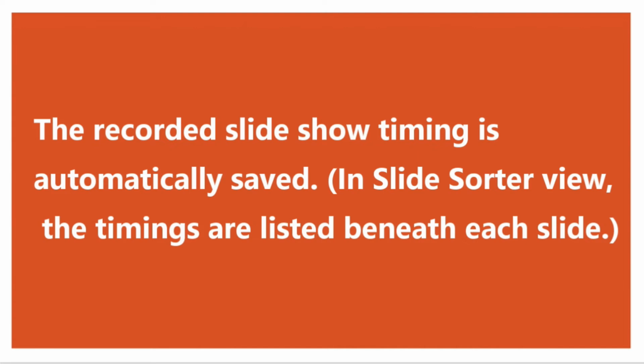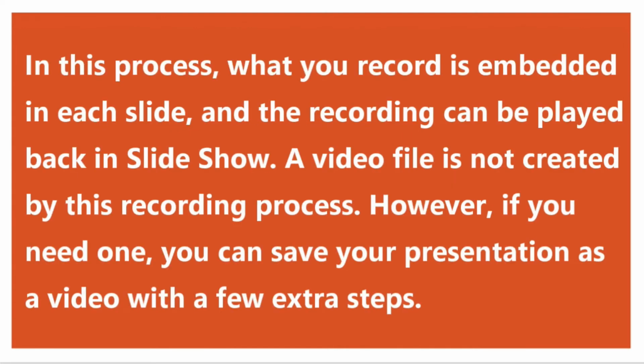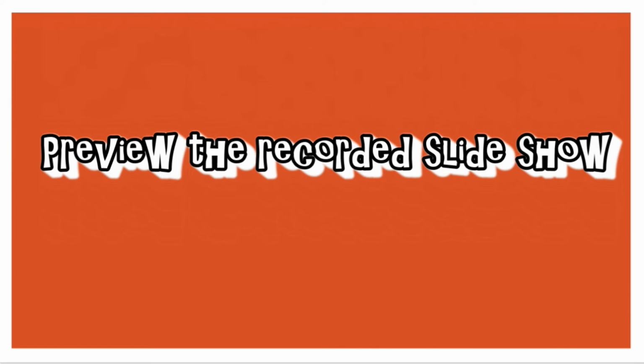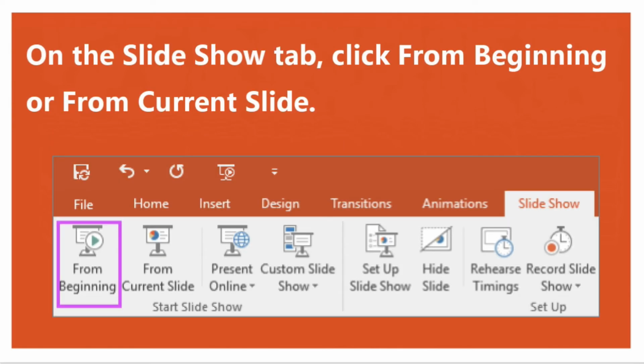The recorded slideshow timing is automatically saved. In this process, what you record is embedded in each slide, and the recording can be played back in Slideshow. A video file is not created by this recording process. However, if you need one, you can save your presentation as a video with a few extra steps. Preview the recorded slideshow. On the Slideshow tab, click From Beginning or From Current Slide.